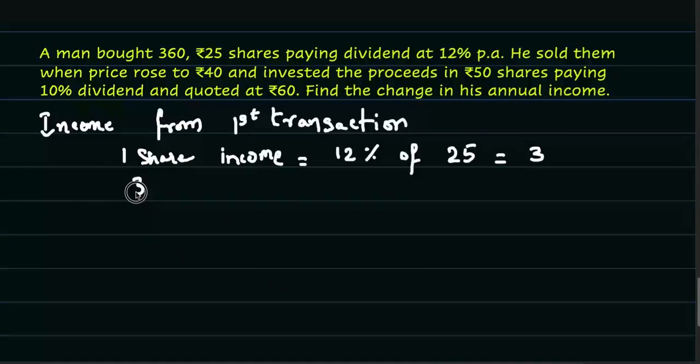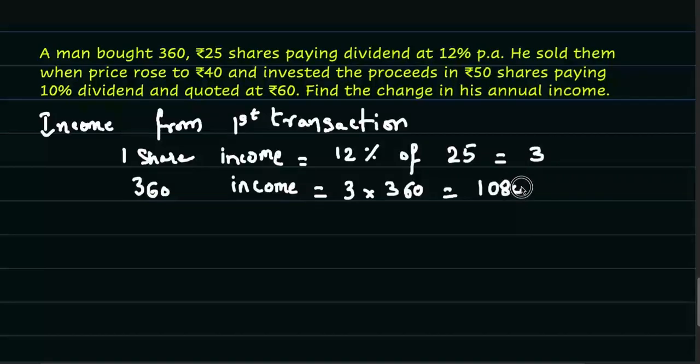How many shares is he having? 360 shares, income will be multiplied by 360. That will be equal to 1080 rupees. 1080. Now 25 rupees shares paying dividend at 12% per annum. He sold when the price rose to 40. Okay, so this is something he got as income every year, 1080.